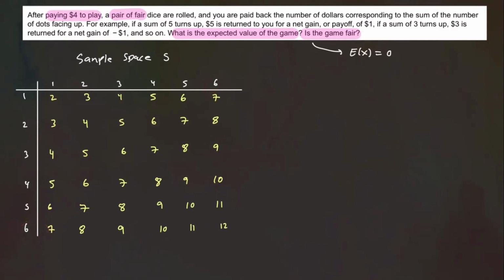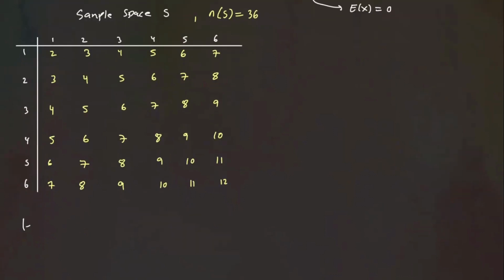All right, so now that we have the sample space out, we know there are 36 outcomes. So the number of outcomes in our sample space is 36. Now we can start writing down our distribution and see how it looks. Our random variable x is going to stand for the possible payoff amount or the amount of net gain.